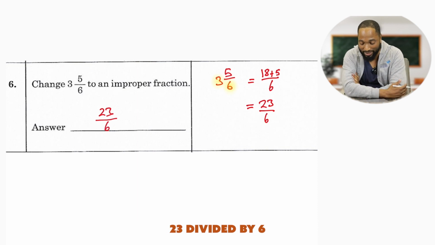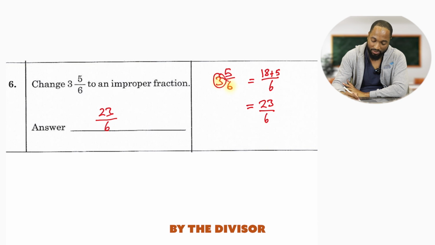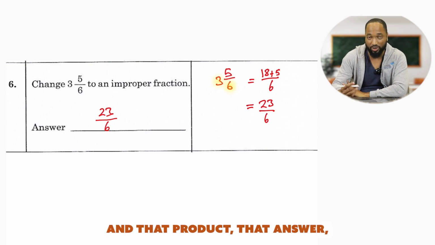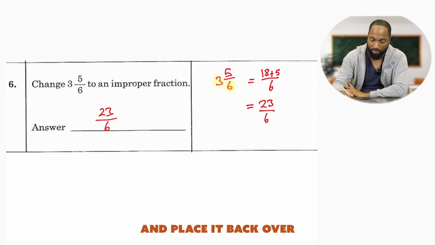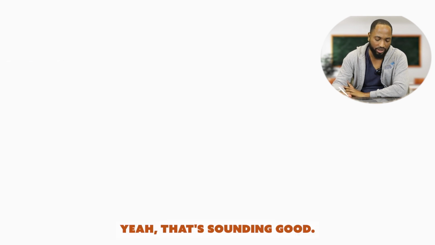23 divided by 6. So what were the steps? We multiply the whole number by the divisor, the denominator, and that product, that answer, we add to the numerator and place it back over the original divisor. So 23 over 6. 6 can actually go into 23 3 times, remainder 5. Yeah, that's sounding good.